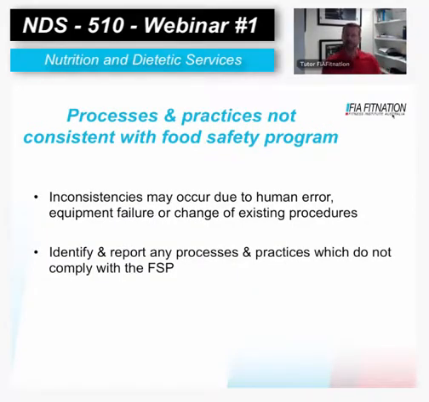Sometimes in this food safety program, with the practices and the processes, errors do actually occur. Sometimes they're human errors, sometimes they're equipment errors, and sometimes it's just because procedures get changed and the procedures are not followed in the most compliant way. So it's really important you can identify and report practices not complying with the food safety program.